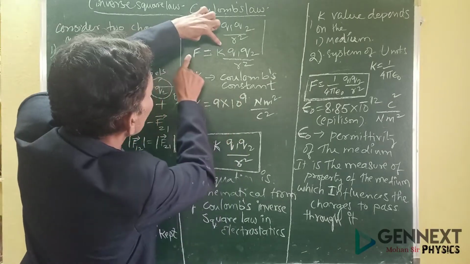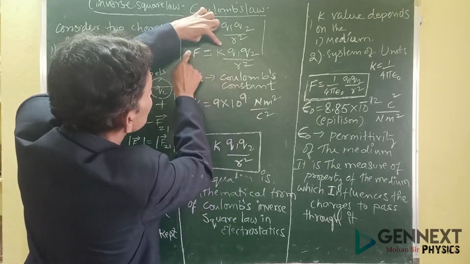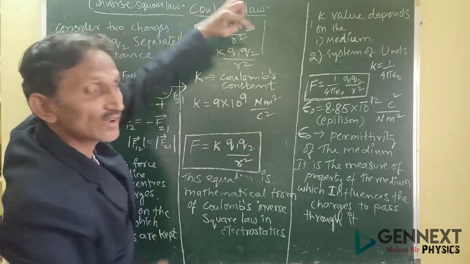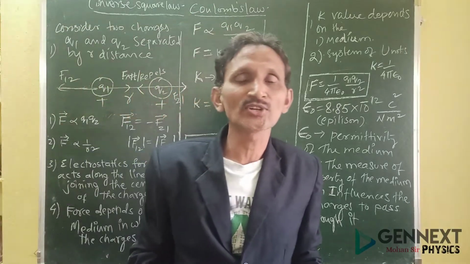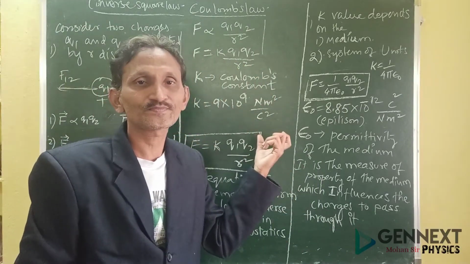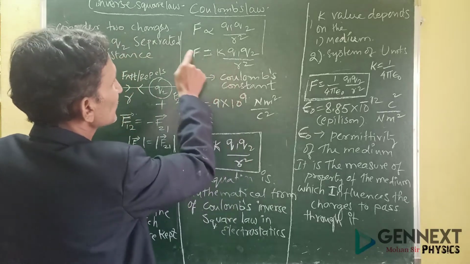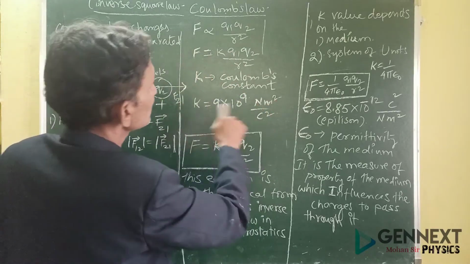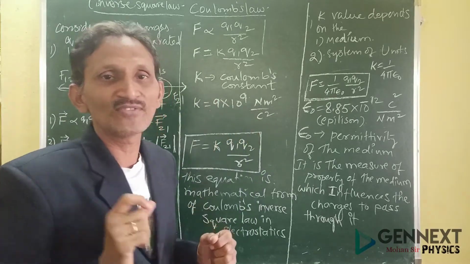Now for the K value, force is in Newton and distance is in meter square, and Coulomb into Coulomb comes to the denominator, it is C square. That is the value: 9 into 10 to the power of 9 Newton meter square per Coulomb square. When you take the distance square to the force and coulombs square to the denominator, we have this. It is a standard value found out experimentally.